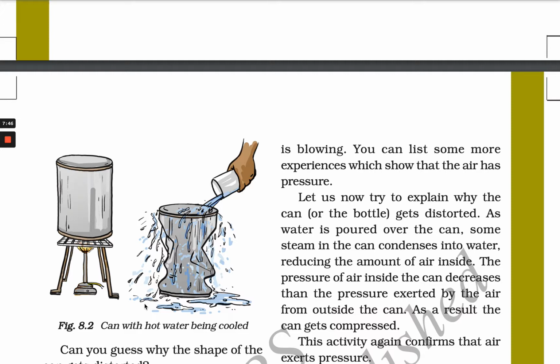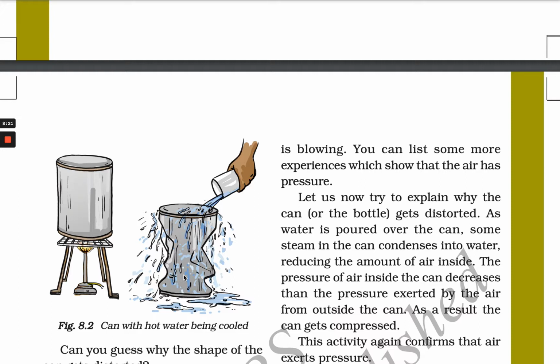and pour fresh cold water on the tin container. When you do that, you see that the shape of the tin container becomes distorted. Okay, so why is this happening? What happens when fresh cold water is poured on the tin container?